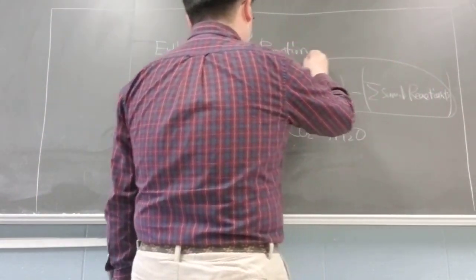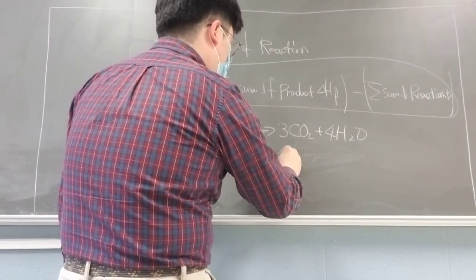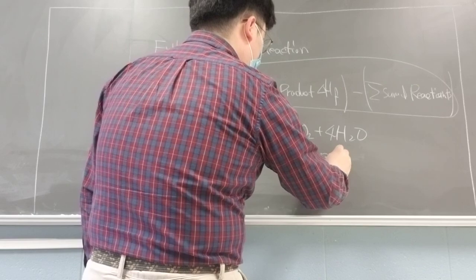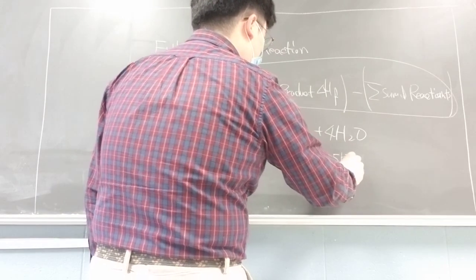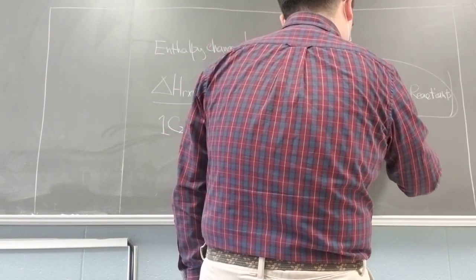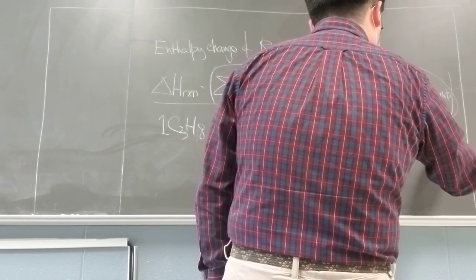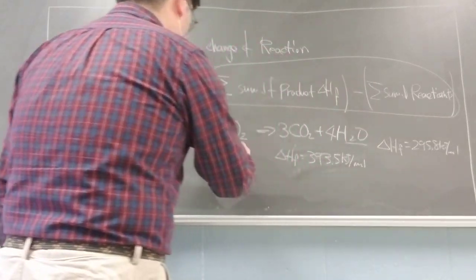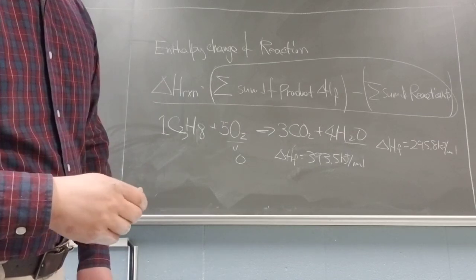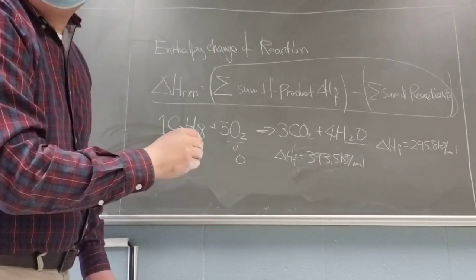So if we're done balancing the equation, we need the sum of the products, so the enthalpy change of formation of carbon dioxide is about negative 393.5 kilojoules per mole. The water is about negative 295.8 kilojoules per mole. The oxygen is usually just 0. And the propane is about negative 103.8.